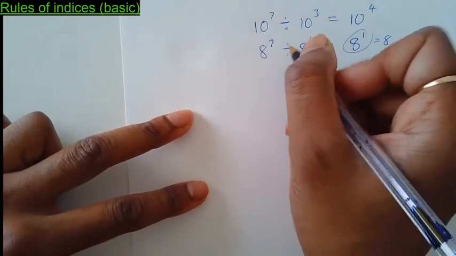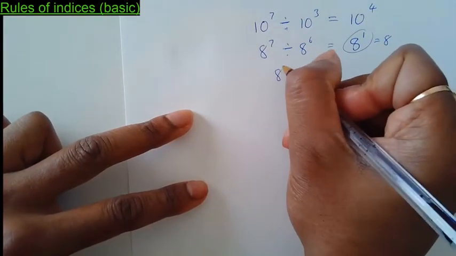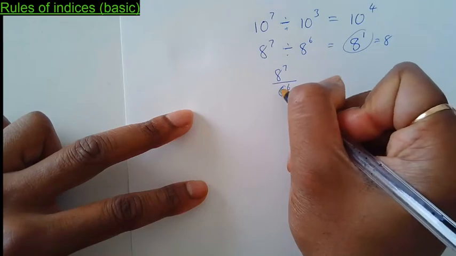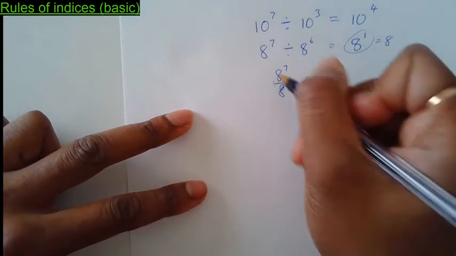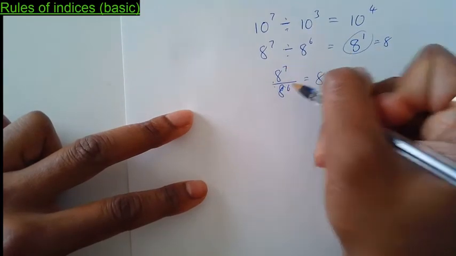Sometimes I write it as a fraction. That one there can be written like this. It's the same thing. That's division. Fraction means division. So copy the base and then subtract the indices. 7 take away 6 is 1.